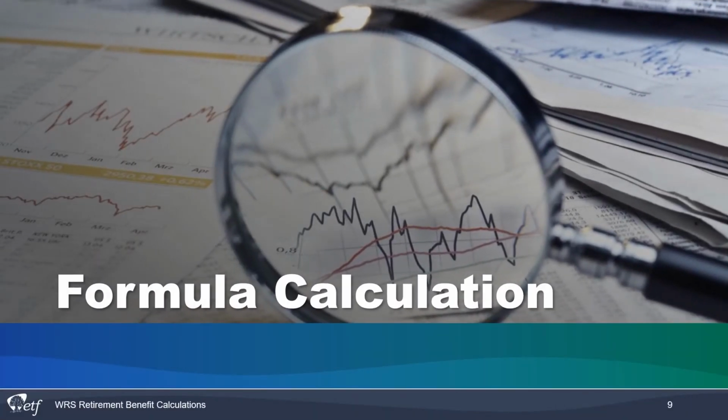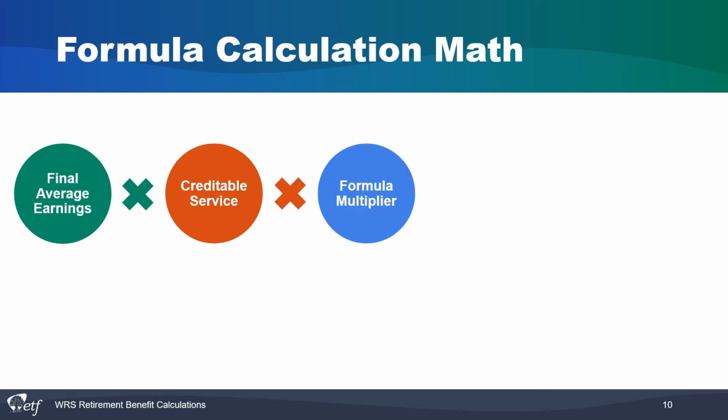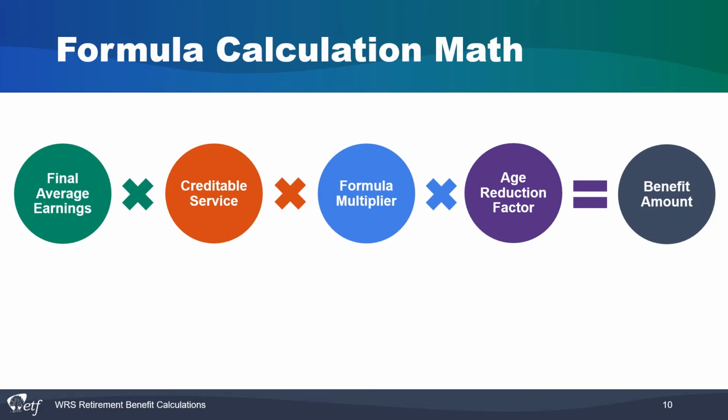Now let's dive into the formula calculation, which is a bit more complicated than the money purchase calculation. The formula calculation starts with your final average earnings. This amount is multiplied by your creditable service, which is then multiplied by a formula multiplier, and finally multiplied by an age reduction factor to get your final benefit amount.